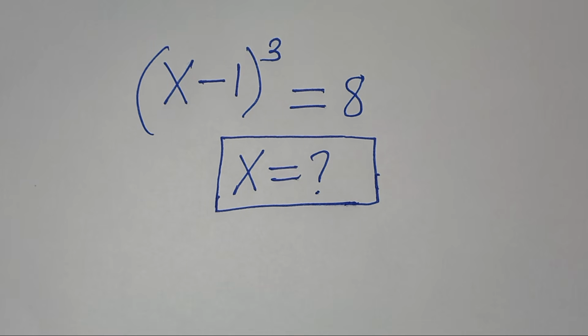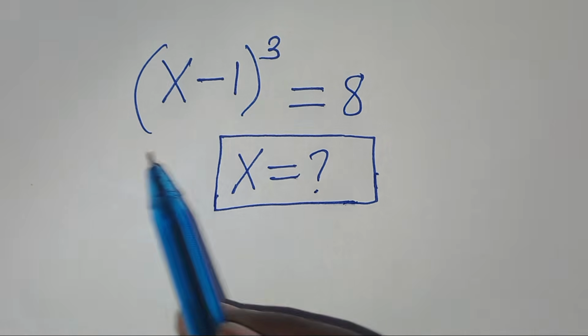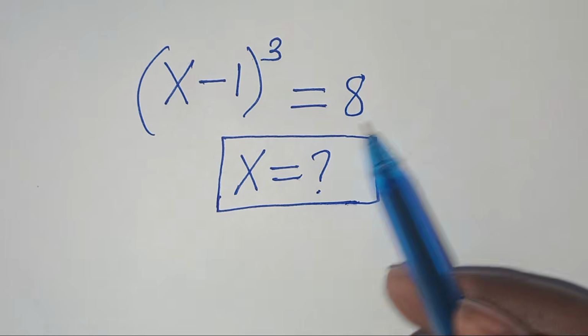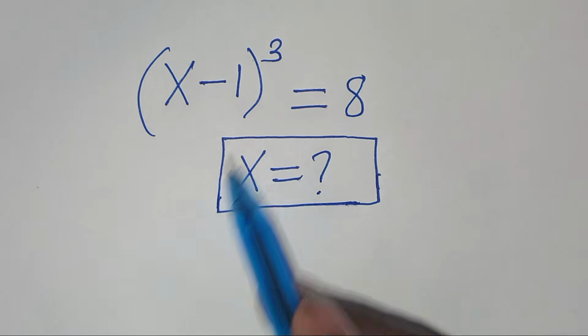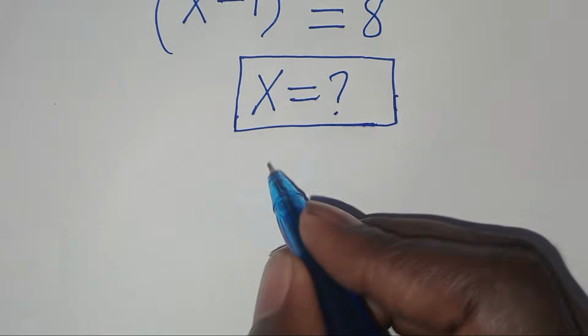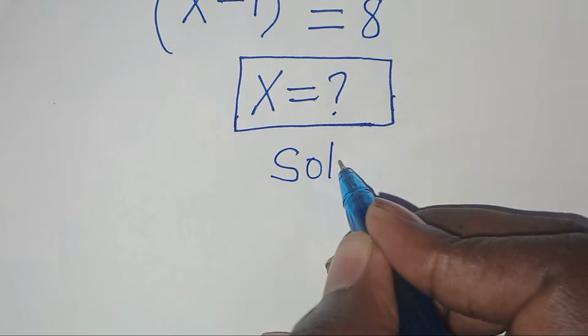Hello everyone, you're welcome to solve this nice algebra problem, which is (x − 1)^3 = 8. So what is the value of x, or what are the values of x? Now let's provide a solution from here.